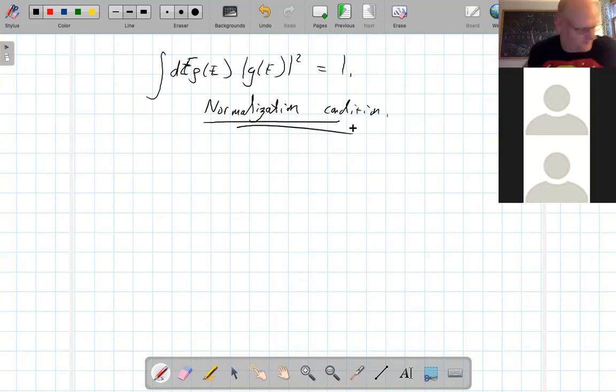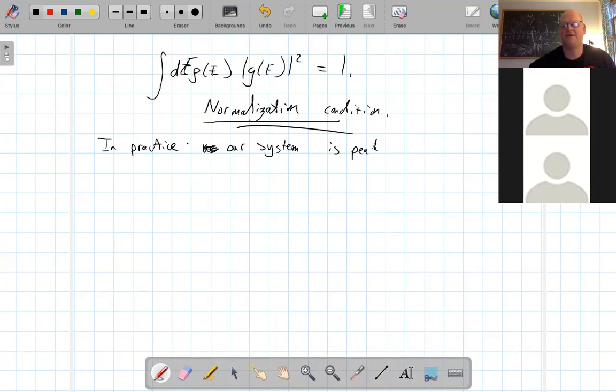So this is our normalization. Now, in practice, what'll happen is pretty much our system is going to be peaked at some sort of reference energy. So in practice, what'll happen is that our system is peaked at some energy. Let's say E is equal to E0. Okay. So basically that reference energy will then give us the greatest contribution to this particular integral.